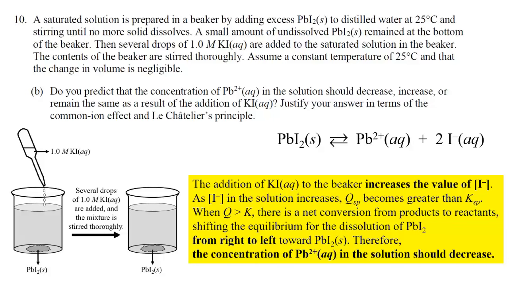So this time we're not talking about the amount of solid lead iodide, but rather the concentration of the lead ion. So the addition of potassium iodide to the beaker increases the value of the concentration of the iodide ion, and as the concentration of the iodide ion in the solution increases, Q becomes greater than K. When Q is greater than K, there is a net conversion from products to reactants, shifting the equilibrium for the dissolution of lead iodide from right to left toward the solid lead iodide. But as a result, the concentration of the lead ion in the solution should decrease.